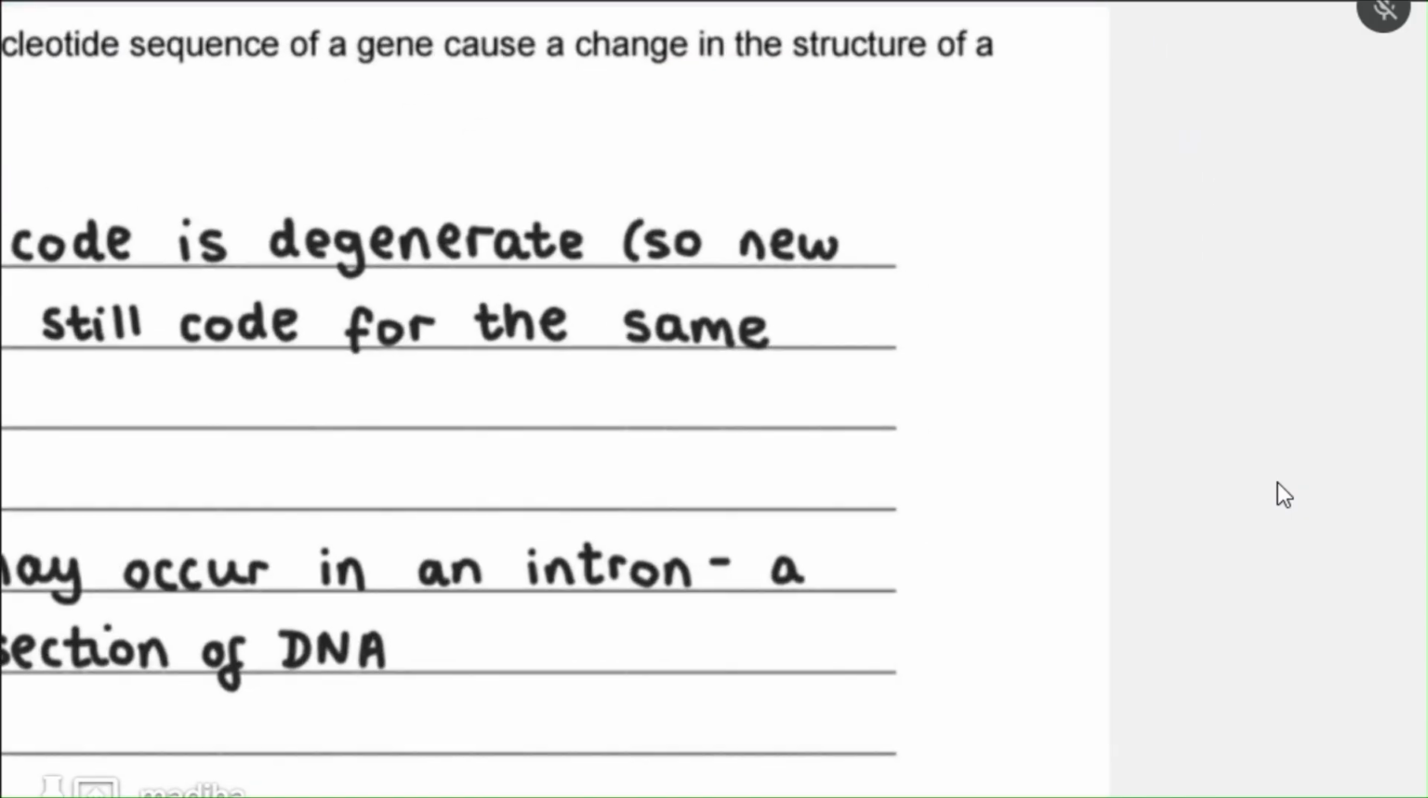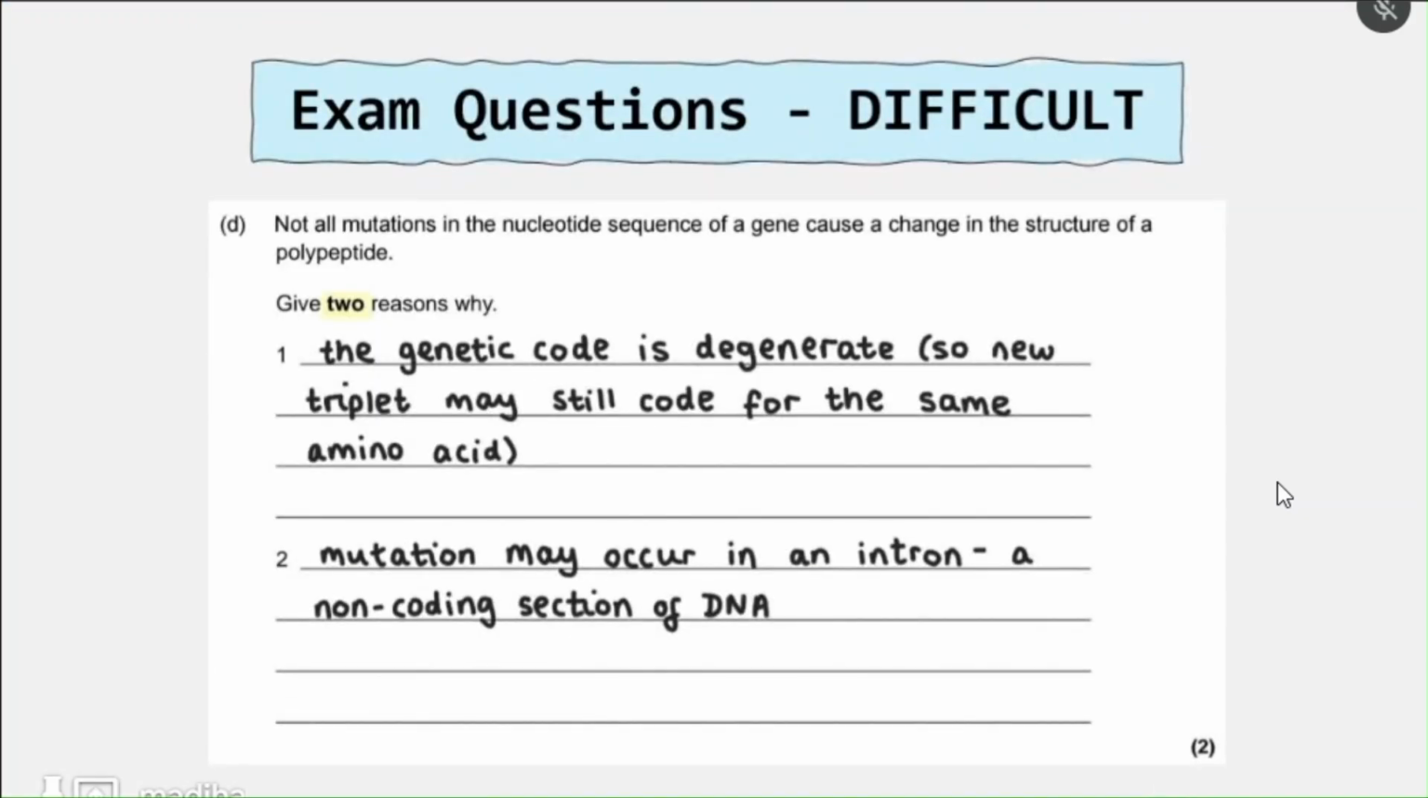So I've put the genetic code is degenerate. So it essentially means that the new triplet may still code for the same amino acid. So a mutation in the nucleotide sequence, it could change one specific base. It could make ACC to ACG, and this new triplet could still code for the same amino acid. So because it codes for the same amino acid, it does not cause a change in the structure of a polypeptide because it's the same amino acid being coded for. So that's one reason why the mutation will not cause a change.